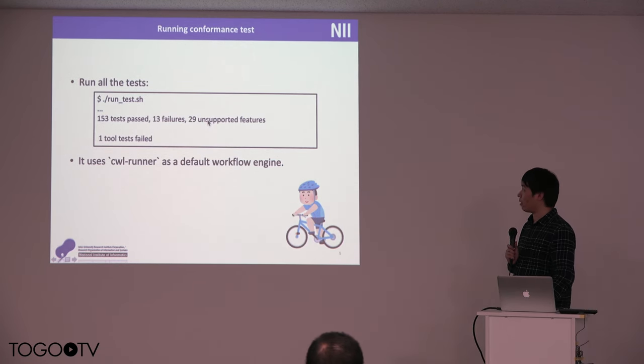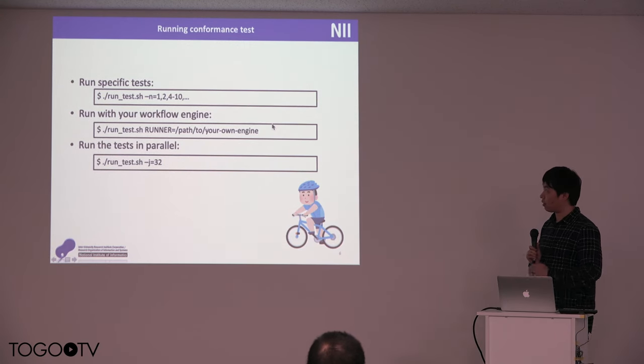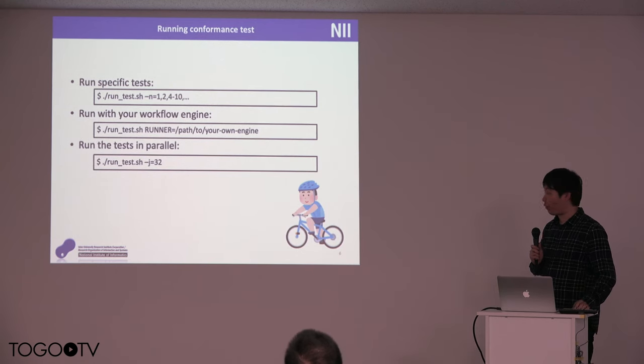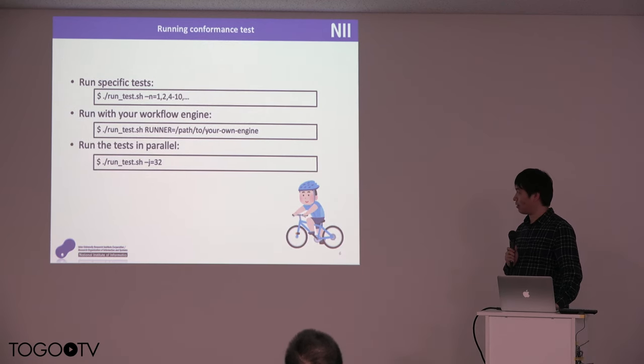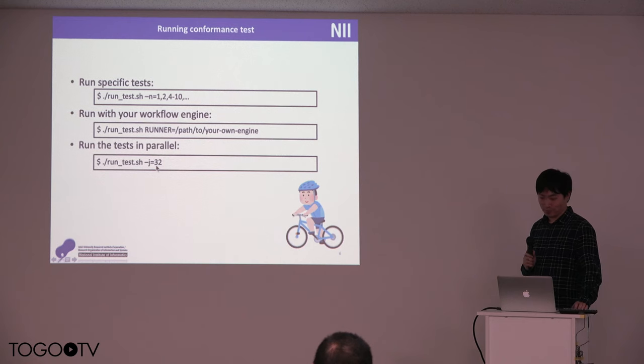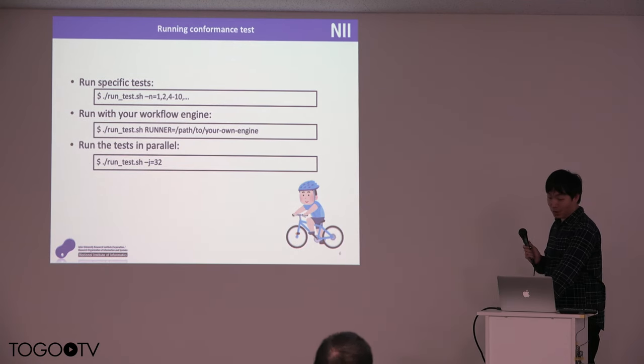And also, you may want to run some specific tests, not all tests. In that case, you can use these options. And also, you can test your own engines or your favorite workflow engines. But sometimes it takes too long. You can use the -c option to run the tests in parallel. So by using this command, you can run the conformance test in your environment.